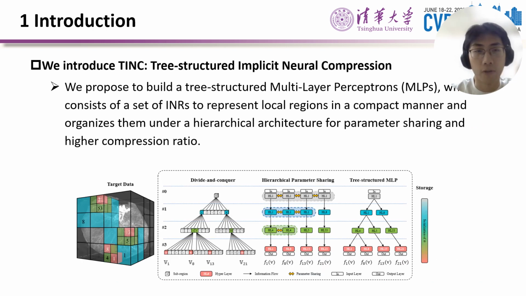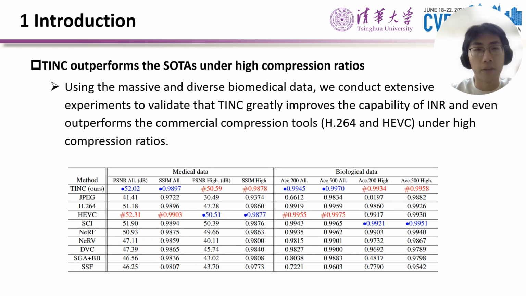In this paper, we propose TINC to conduct compact representation for local regions and extract the shared features of these local representations in a hierarchical manner. Extensive experiments show that TINC outperforms the SOTAs at high compression ratios.